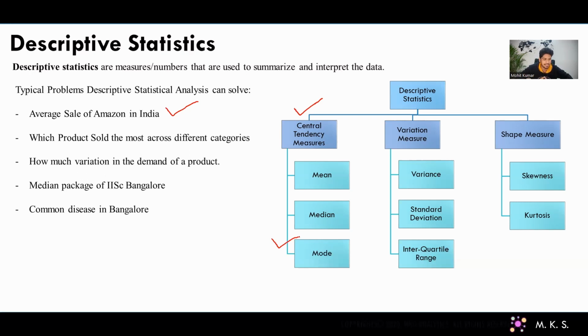We will discuss that. Now, how much variation is there in the demand of a product? So now this is very helpful, guys. Why do we use variation measure? Because it can tell you how far the values can go.